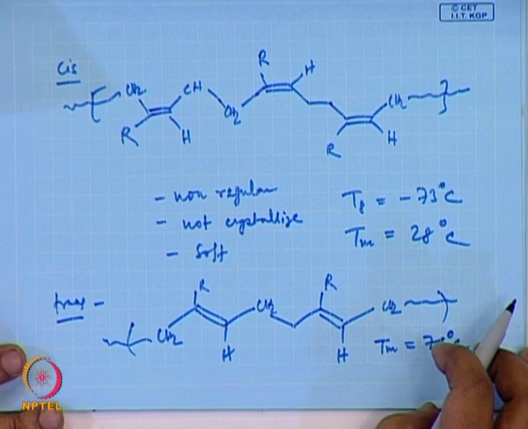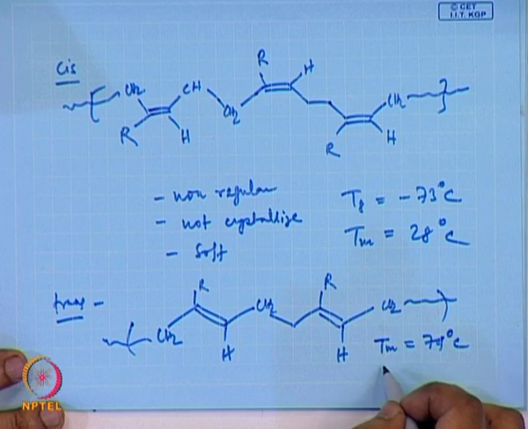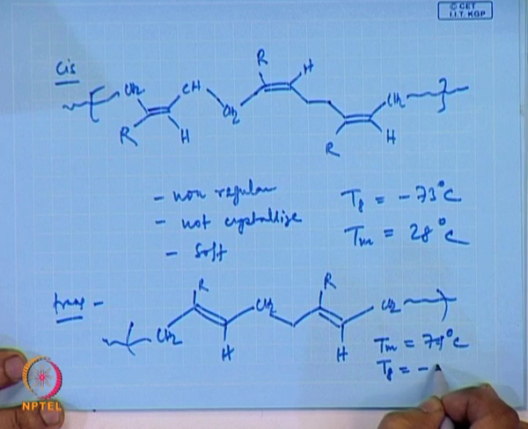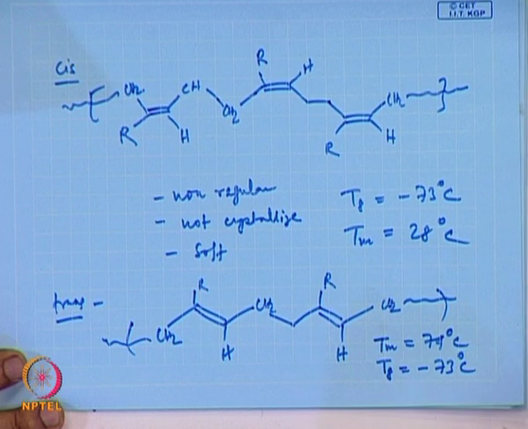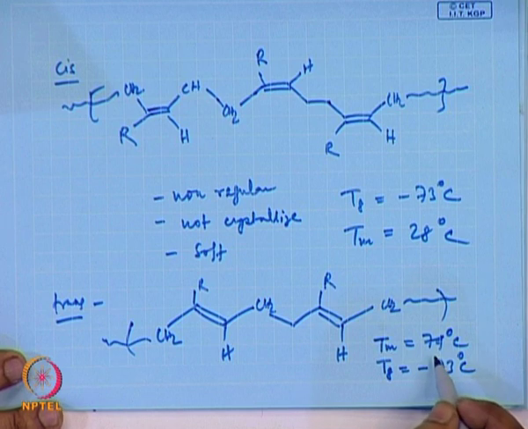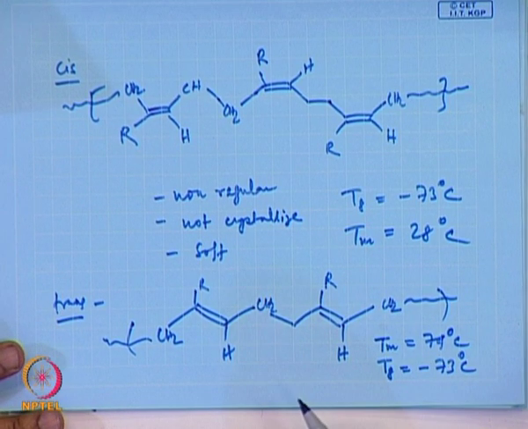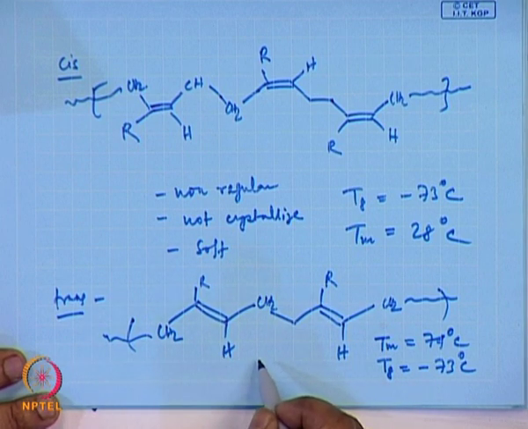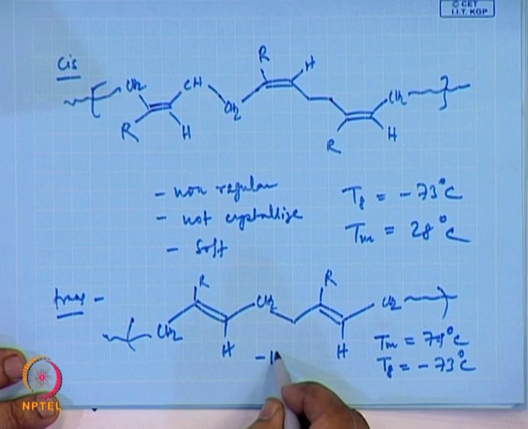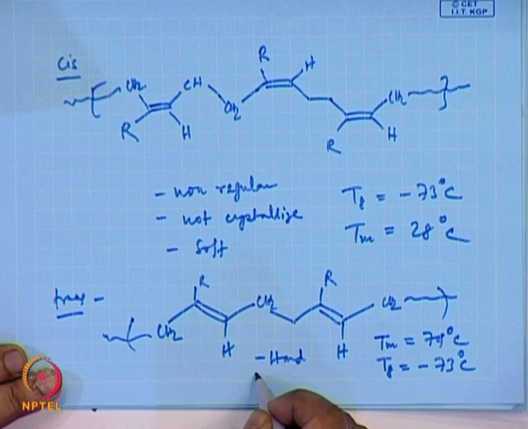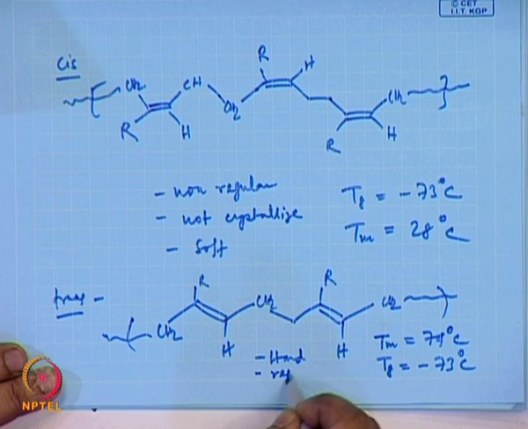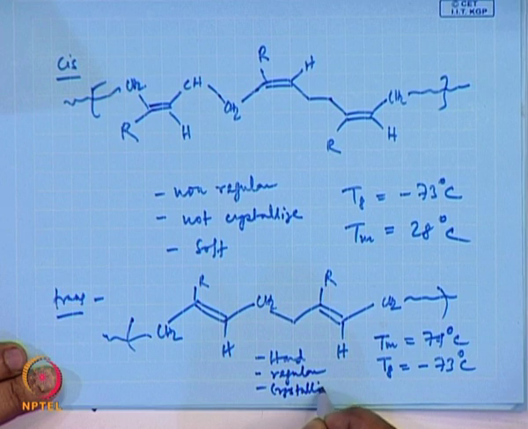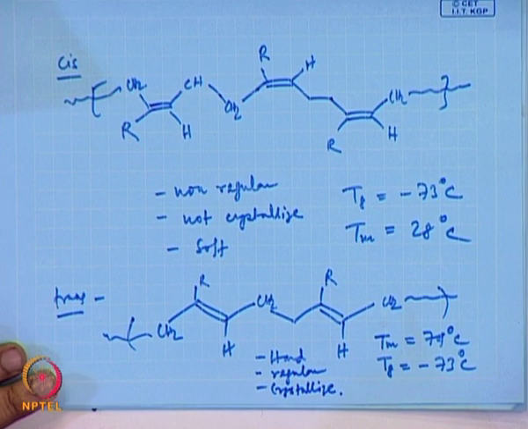So, at room temperature this has a crystalline structure. Crystalline domains exist at room temperature, which actually gives this polymer its strength, and this is a hard material. So, this is a hard material, regular structure, crystallizes easily.